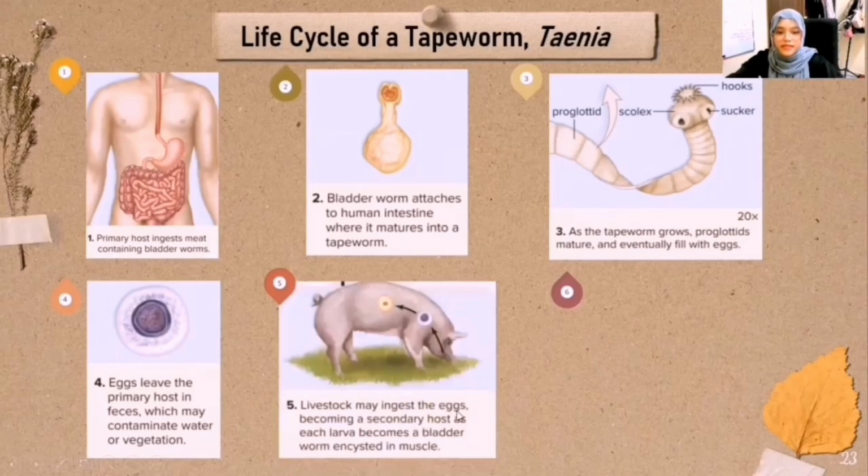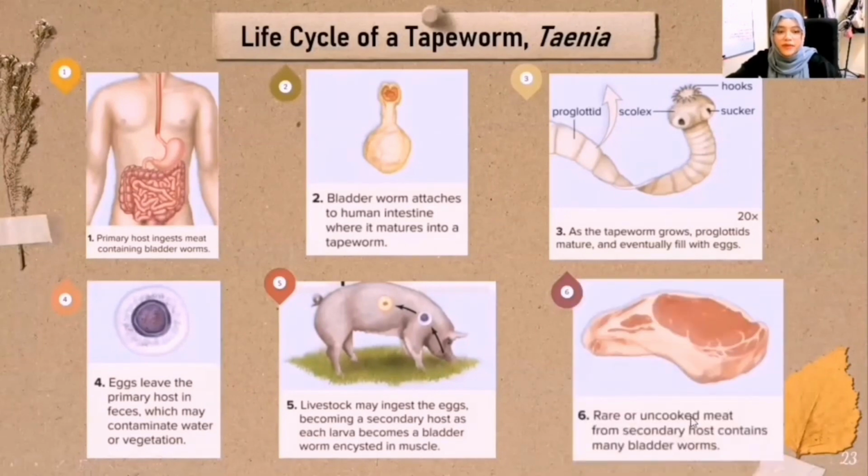And then livestock may ingest the eggs, becoming a secondary host as each larva becomes a bladder worm encysted in muscle. And then rare or uncooked meat from secondary hosts will contain many bladder worms. So humans will become infected with tapeworms when they eat infected meat that has not been thoroughly cooked. After the tainted meat is eaten, the bladder worms will break out of the cyst, attach themselves to the intestinal wall and grow to adulthood. Then the cycle will begin again. Generally, tapeworm infections will cause diarrhea, weight loss, and fatigue in primary hosts.